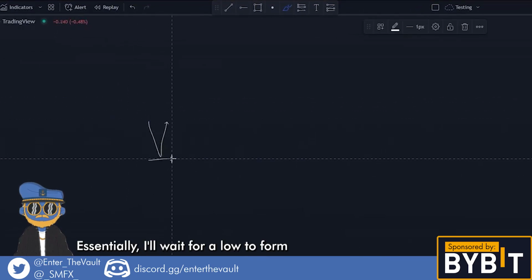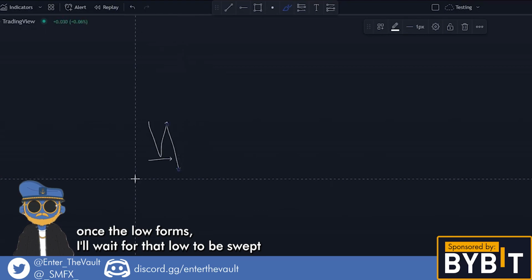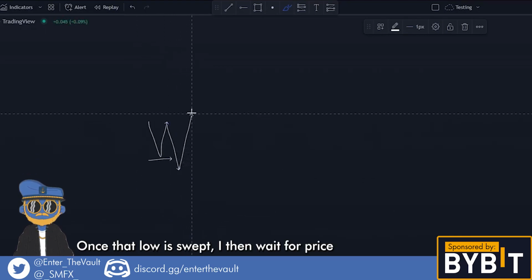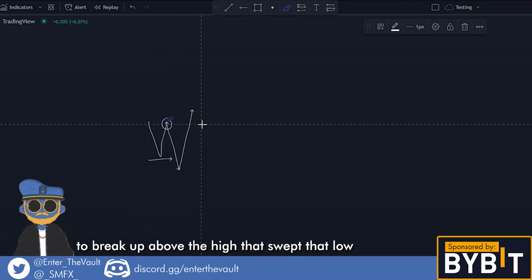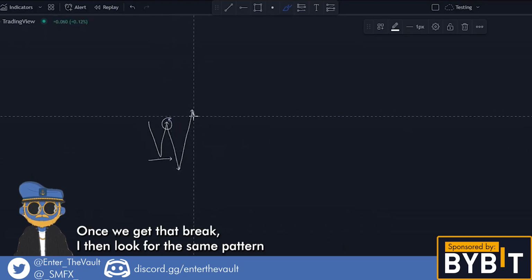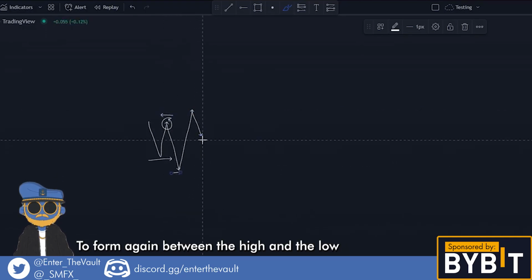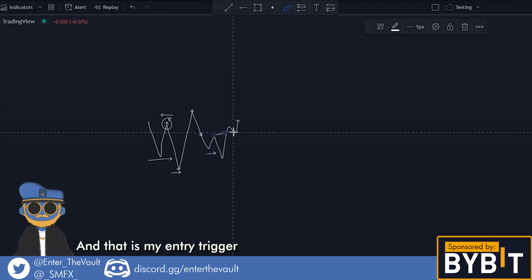Essentially, I'll wait for a low to form. Once the low forms, I'll wait for that low to be swept. Once that low is swept, I then wait for price to break up above the high that swept that low. Once we get that break, I then look for the same pattern to form again between the high and the low. Then once we get it, so a sweep, then a break, that is my entry trigger.